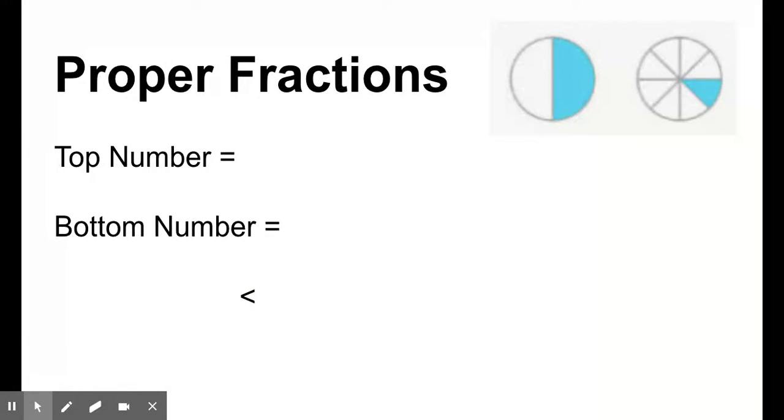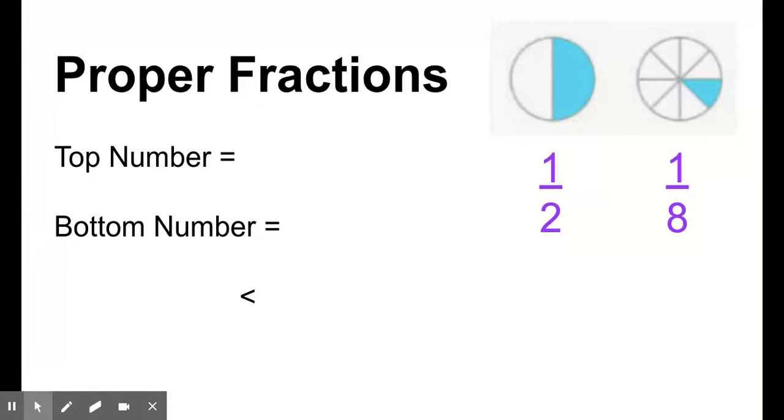The first circle with half the circle colored in blue is a half. 1 out of 2 parts. So the bottom number, the denominator, tells you the total number of parts, and the top number tells you the amount that you're eating or the amount colored in or the fraction that you're referring to. The second circle also has 1 part colored in, but this time it's 1 part out of 8.